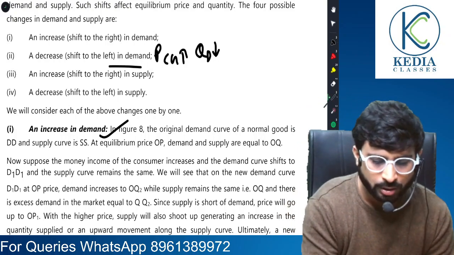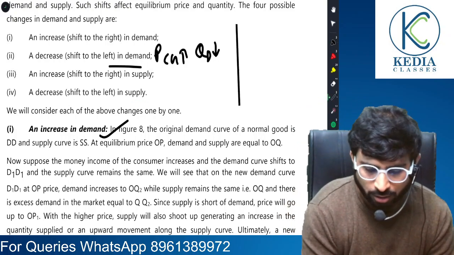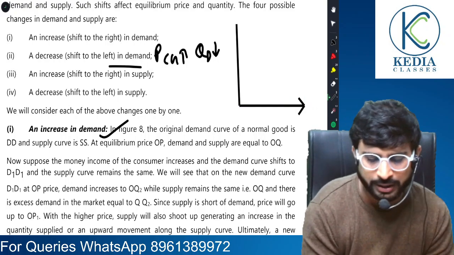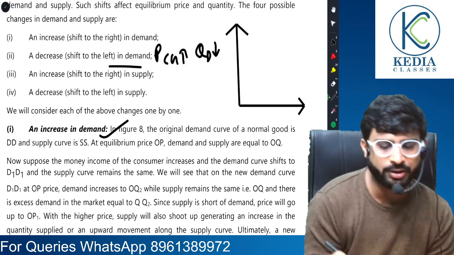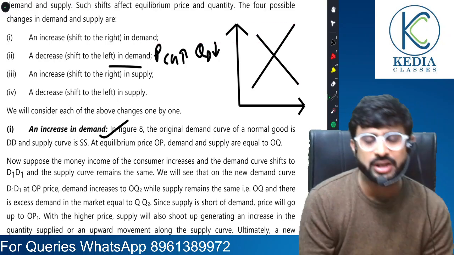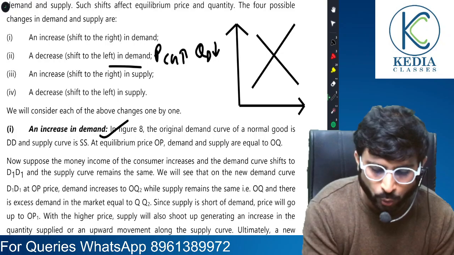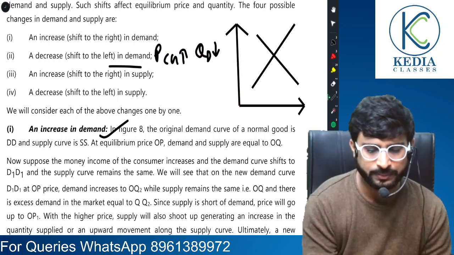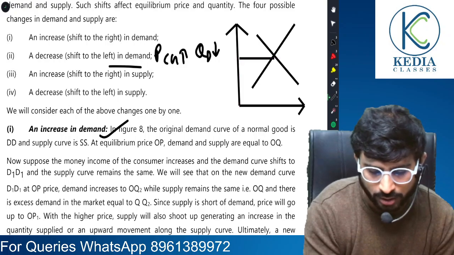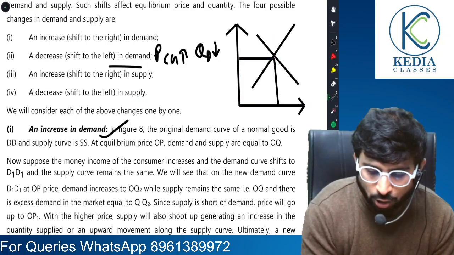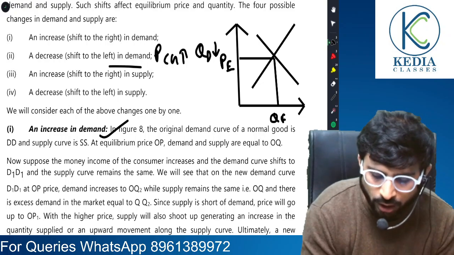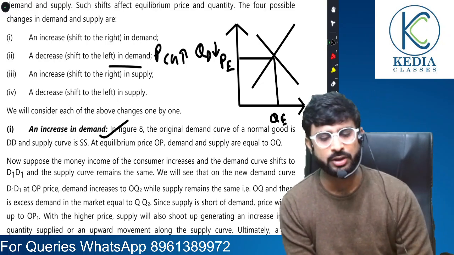So friends, when we draw the demand and the supply curves, pay attention, everyone. This is the original demand curve. This is the original supply curve. This is the equilibrium price, and this is the original equilibrium quantity. This is the original equilibrium price and quantity.